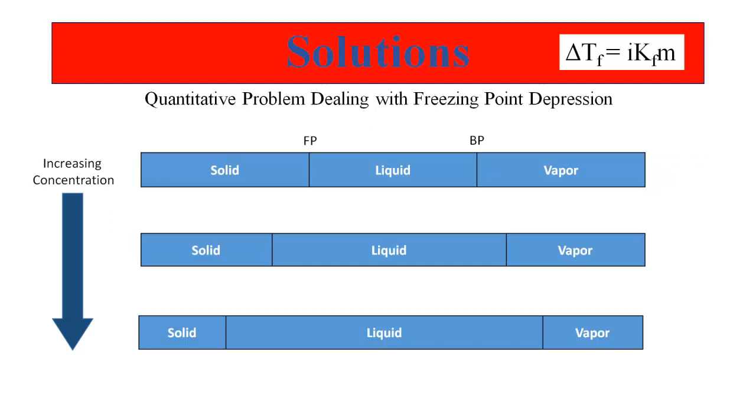Here's a quick way to see how colligative properties deal with freezing points and boiling points. The top is of a pure solvent. Notice where the freezing point and boiling point are on the pure solvent at the top. And as we get more and more concentrated, the liquid phase becomes larger. That's because the freezing point gets lowered and the boiling point gets elevated the more concentrated the solution becomes.